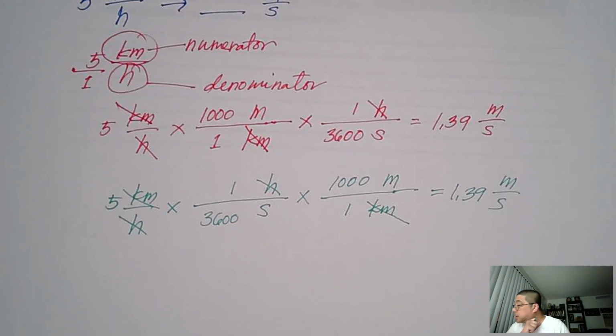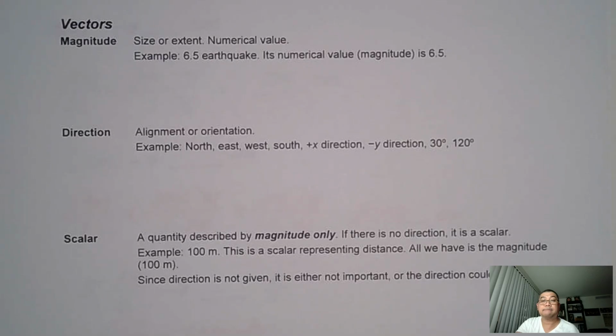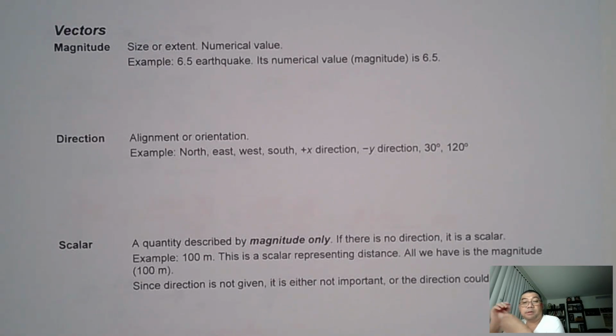Now, let us move on to the next page, page 5, and that is an introduction to scalar and vector quantity. Okay, so let me just pause and move to the next page. Now let's talk about vectors. When we talk about physical quantities, there are two types, vectors and scalar quantities.